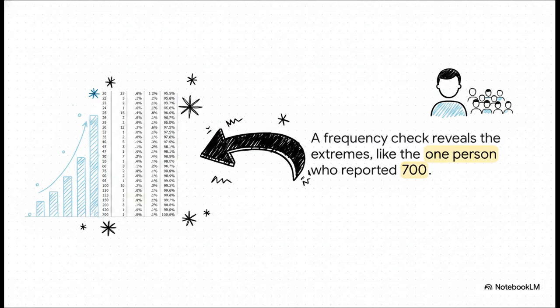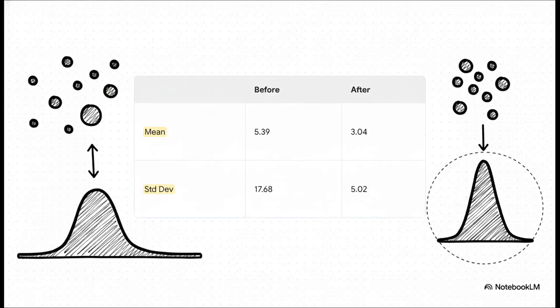And this is where we find the smoking gun. A frequency check lets us just look at the raw counts, and you can scroll down, and there it is, 1. Single person reported 700 partners. Just one individual. But that one unbelievable answer has a massive effect on the whole dataset's average and its standard deviation. So, what happens after we tell our software to ignore that person and a few other extreme cases?